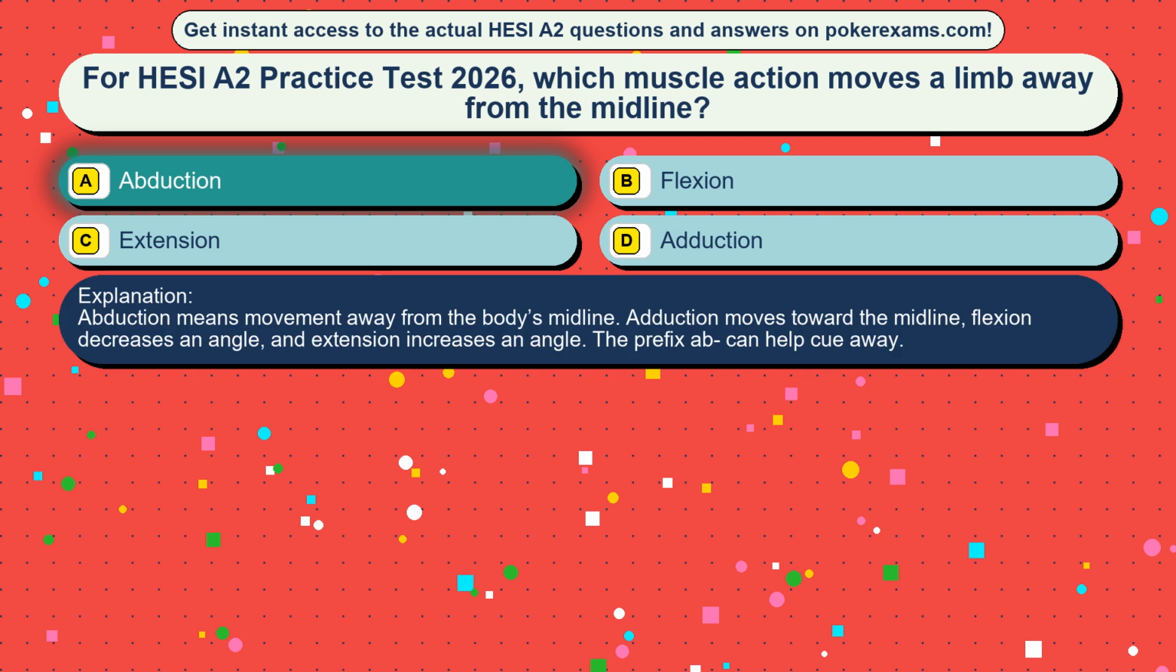Abduction means movement away from the body's midline. Adduction moves toward the midline, flexion decreases an angle, and extension increases an angle. The prefix AB can help cue away.